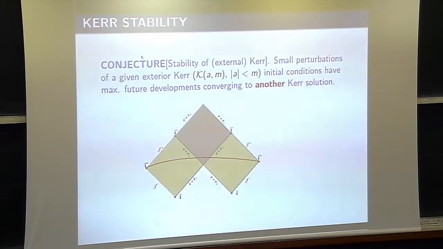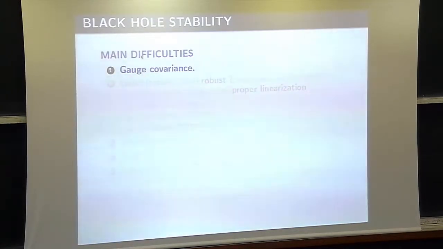Again, this was mentioned by Michalis, that you don't expect the final solution to be the same Kerr. In other words, to have the same parameters. So A and M will have to change. So what are the difficulties of the problem?